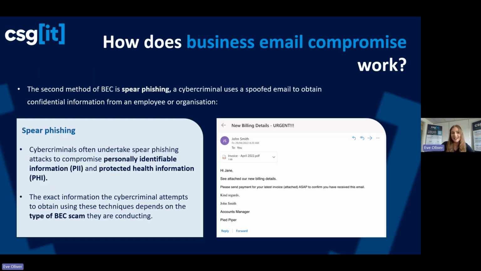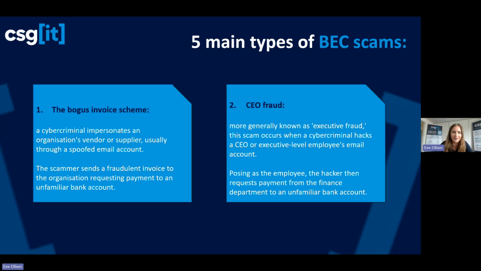So the second method is spear phishing. And this is where a cybercriminal uses a spoofed email to obtain confidential information from an employee or organization. And this aim is to compromise personally identifiable information, protected health information, etc. All those things that you want to keep confidential. And this depends on the type of BEC they're conducting. I've chucked in a little example there from a Pied Piper accounts manager, just on how believable these attacks can be, but also obvious indications that they are a phishing email.